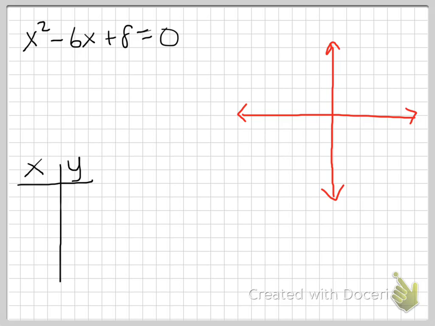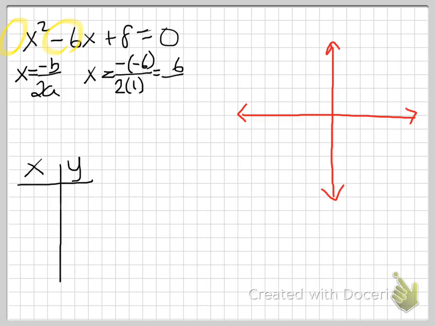A good point to find would be that vertex, and you found that vertex in previous sections. So if you want to find the x value at the vertex, it's negative b over 2a. So remember, the b was right here, and the a was right here, and that's a 1. So I would have x equals negative negative 6 over 2 times 1. And that's going to equal 6 over 2, which equals 3. So I know the x value is 3.